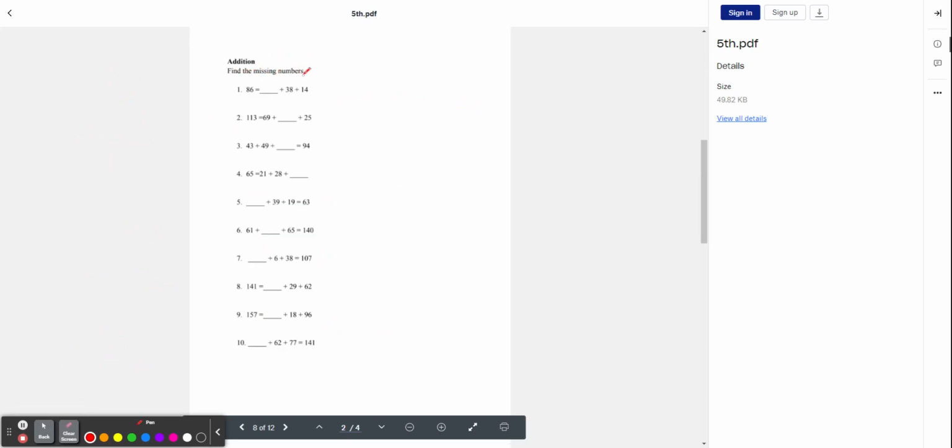Okay, we're going to find the missing numbers again. So 86 equals blank plus 38 plus 14. So before we do anything, we're going to add these two numbers together. And 38 plus 14 is 52. Now, in order to find this blank number, we're going to subtract both sides by 52, and that is 34. So that is our blank.